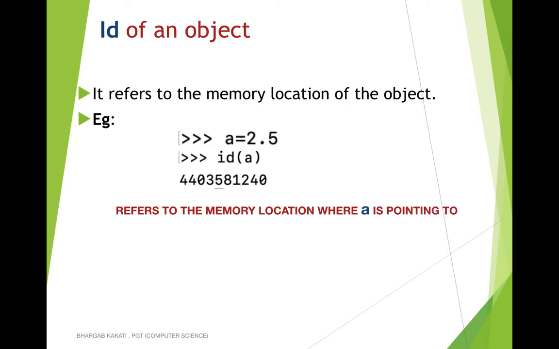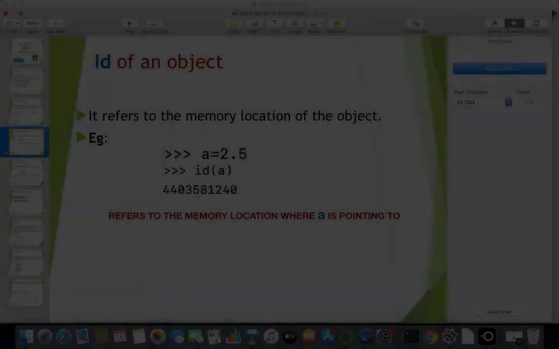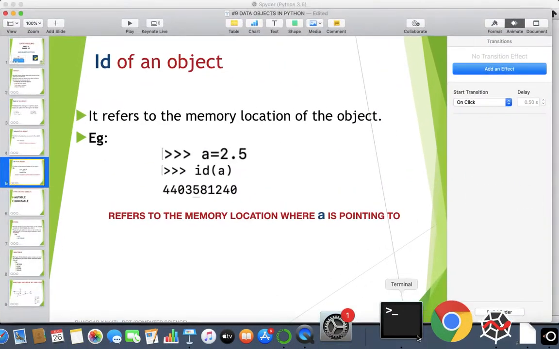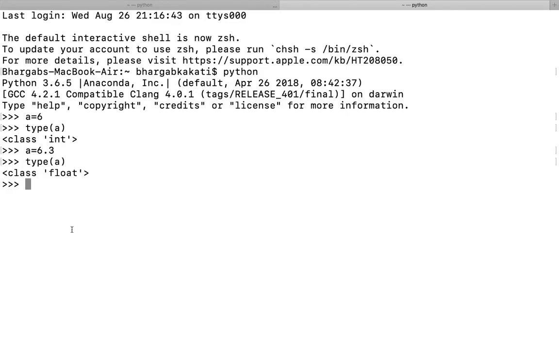4403581. So it refers to the memory location where a is pointing to. Now a is pointing to the number 2.5. So the memory location of 2.5 can be seen with the help of the ID function. Okay, so let's see the ID function. So here I have just given a equals to 6.3. Now if I want to see the memory location of a, I'll give ID a. So it is showing me the memory location to which the variable a is pointing towards.